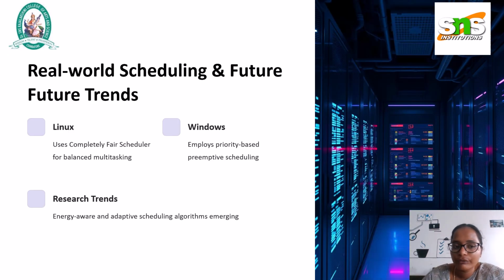Real world scheduling and future trends. In real world scheduling, we use process scheduling in Linux, Windows, and in research. In Linux, to balance the multitasking concept, we use this, and also in Windows to prioritize tasks we use it. And in research, most people are using scheduling algorithms to perform different tasks.